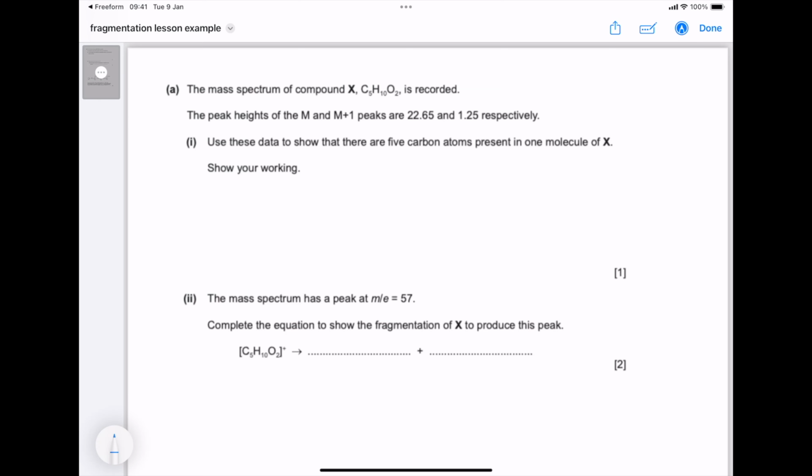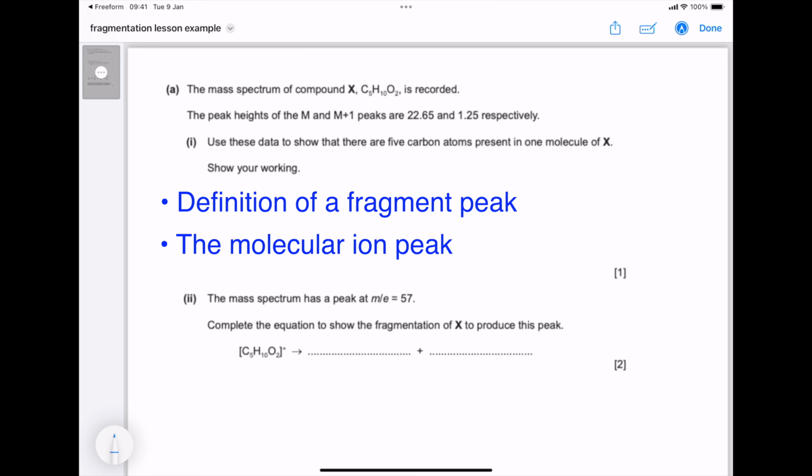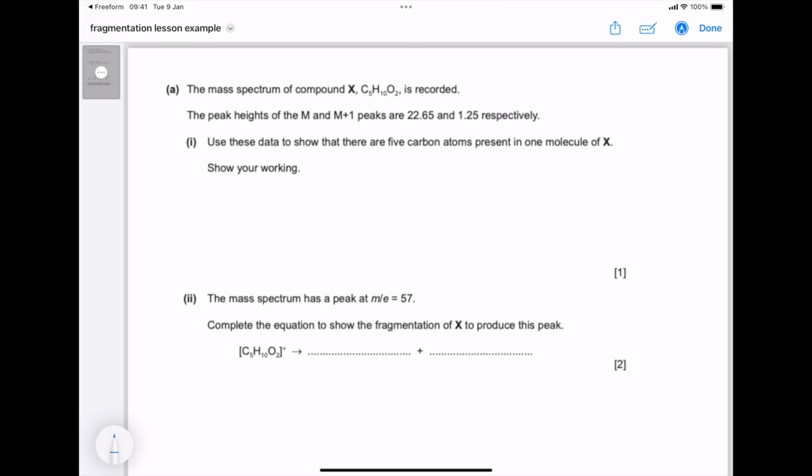In today's lesson, I am going to walk you through how to write fragmentation equations for mass spectroscopy questions, as well as understanding just the general structure of a mass spec graph in terms of what fragment peaks are and what the molecular ion peak is, and then how we can use the different fragments to build a picture of what the molecule looks like. So we've got three examples to go through today. So let's take a look.